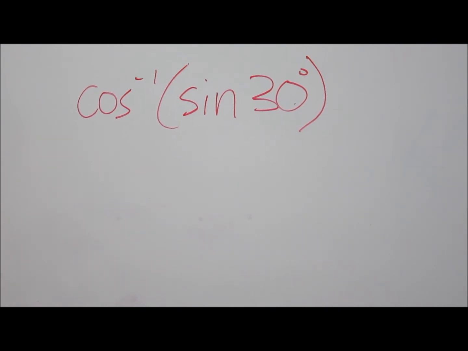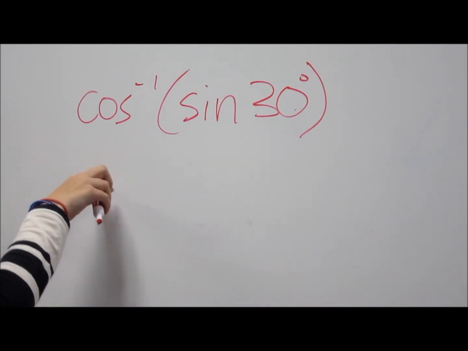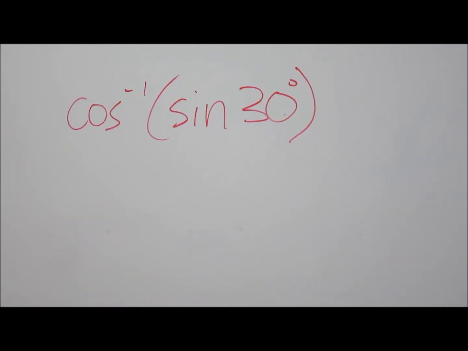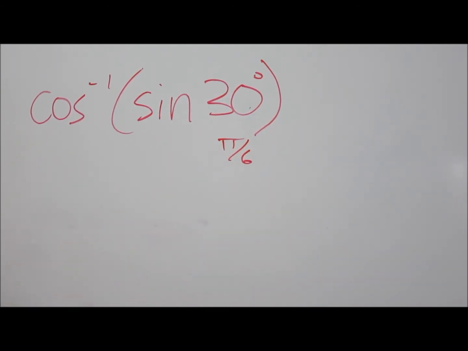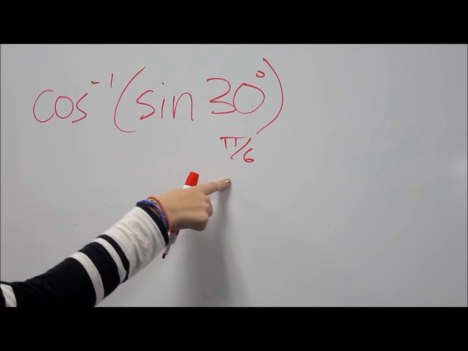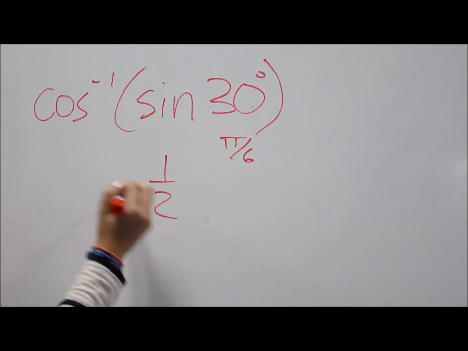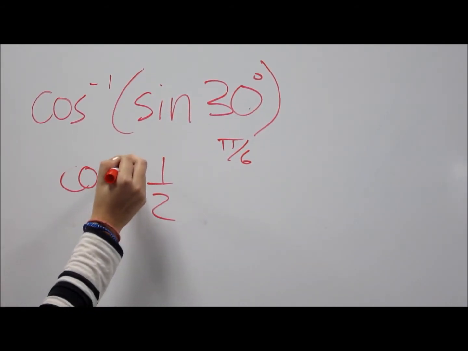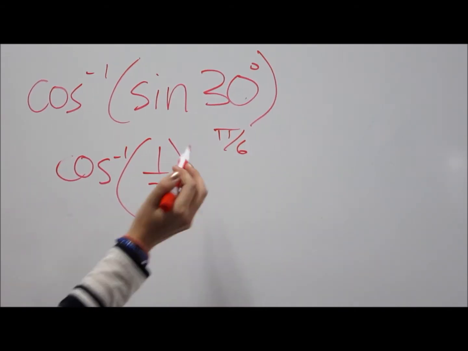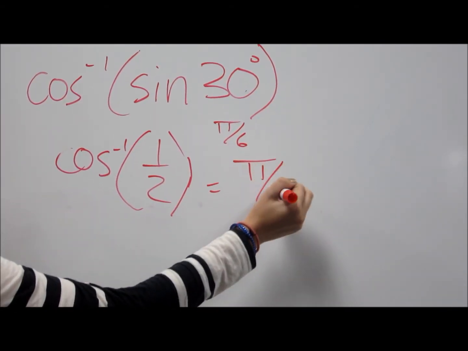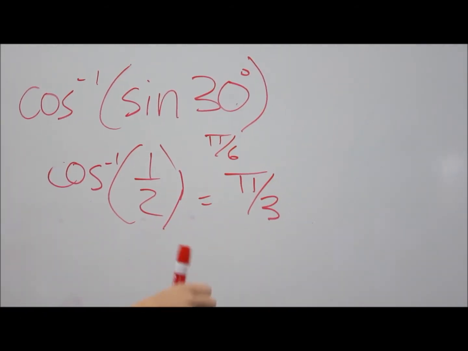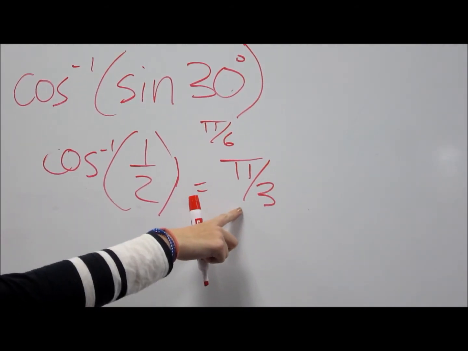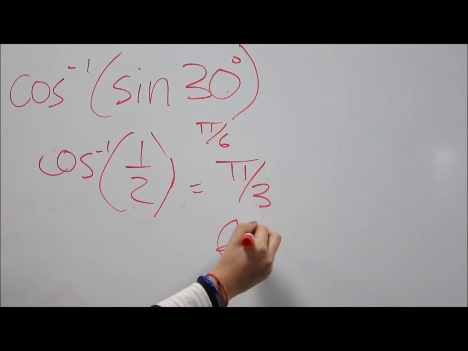Another problem similar to the one before is the inverse cosine of sine of 30 degrees, and 30 degrees is the same as pi over 6. The sine of pi over 6 is 1/2, so the inverse cosine of 1/2 would be pi over 3. Since they gave it to you in degrees, your answer has to be in degrees, and pi over 3 is the same as 60 degrees.